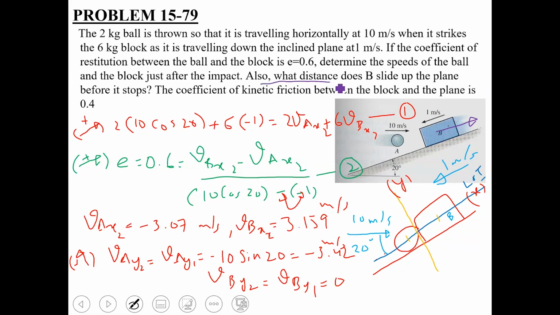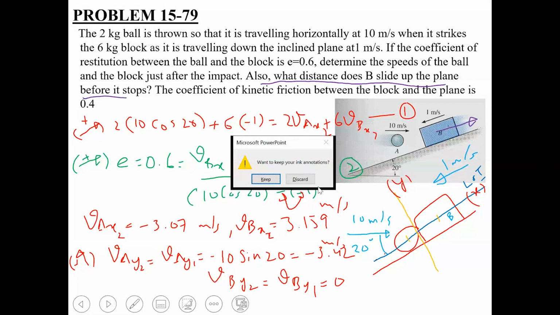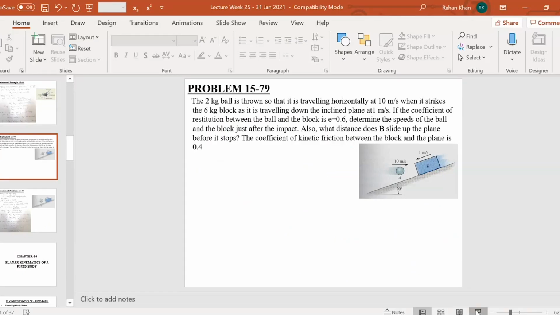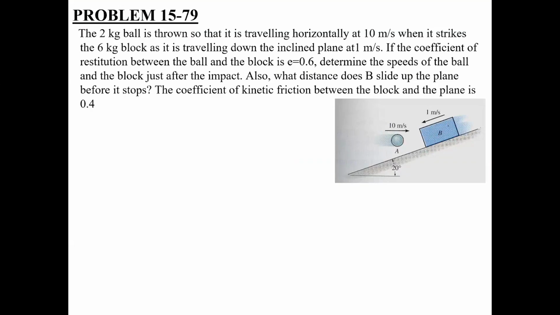You need to find out the distance B slides up the incline before it stops. So how you are going to determine that distance? Any idea? सर फ्रिक्शन है तो कंजर्वेशन ऑफ एनर्जी तो यूज नहीं कर सकते, वर्क एनर्जी भी यूज कर सकते हैं.